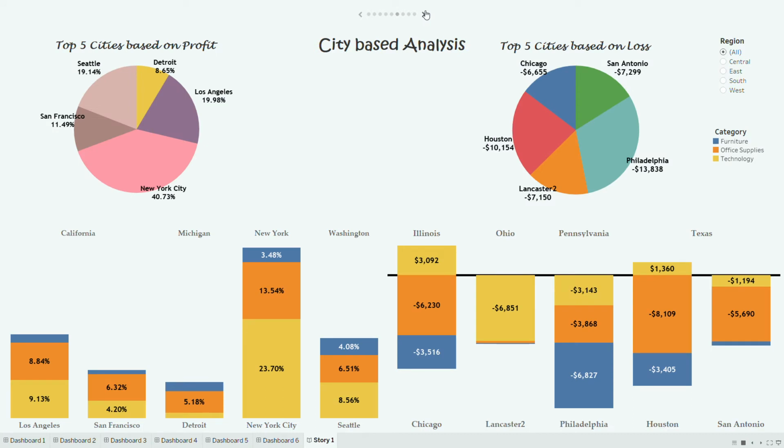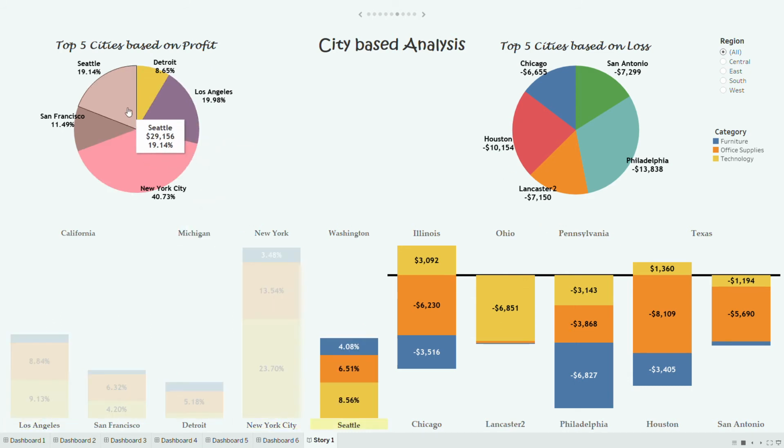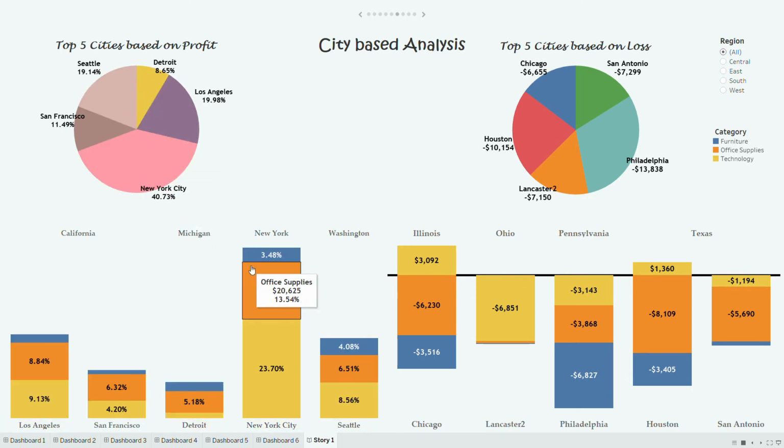So next is the city based analysis. Here what I have done is I have categorized the top 5 cities based on their profit. You can see the maximum profit, around 40.73%, comes from New York City. From New York City, 23.7% comes from the technology category, 13% comes from office supplies, and around 3% from furniture.